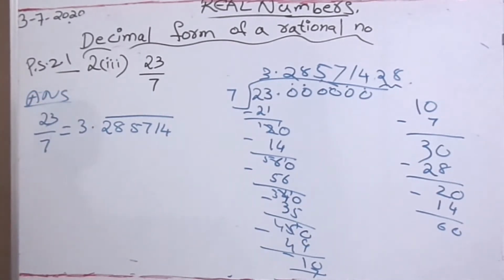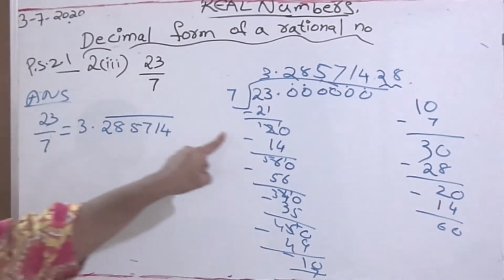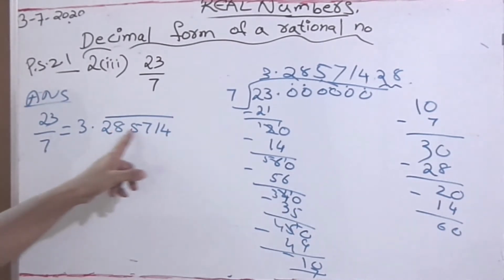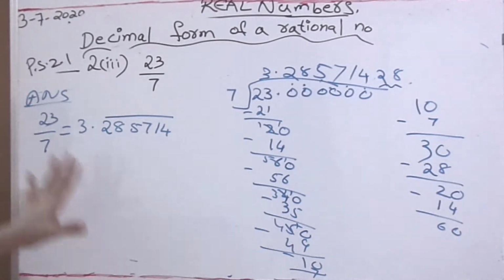So what kind of decimal form is this? This is also not getting over. So non-terminating decimal form. Okay. Recurring also, same numbers are being repeated. So non-terminating recurring decimal. Write this down in your notebook.